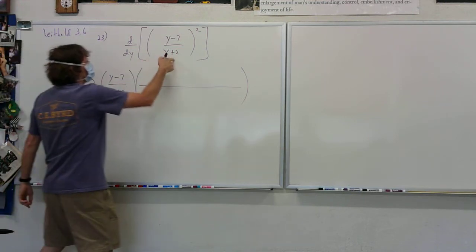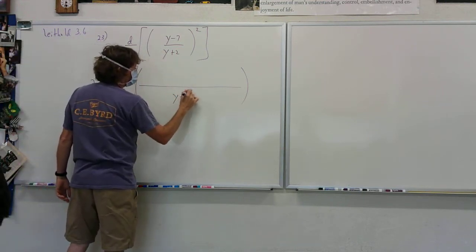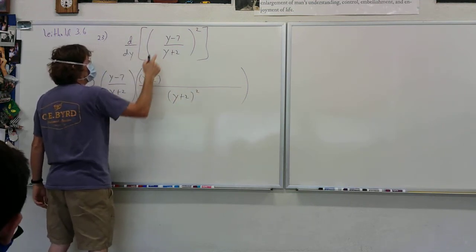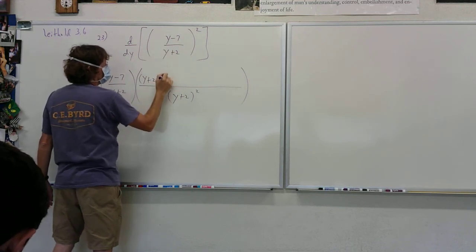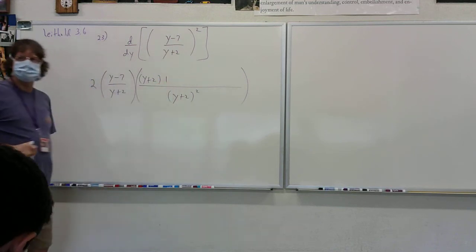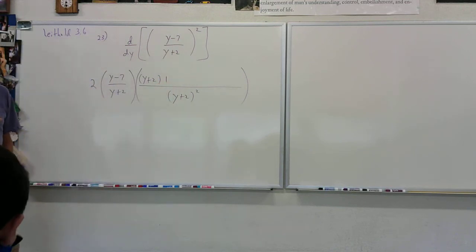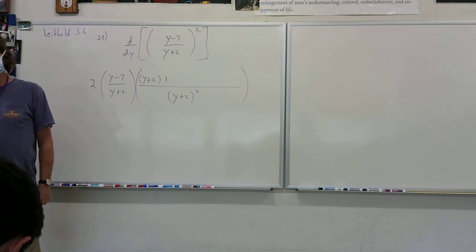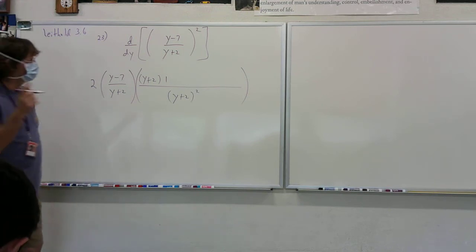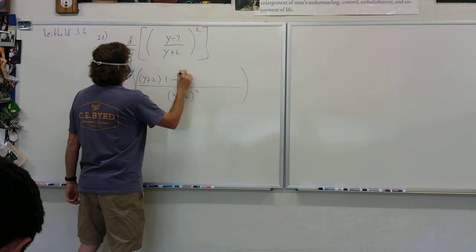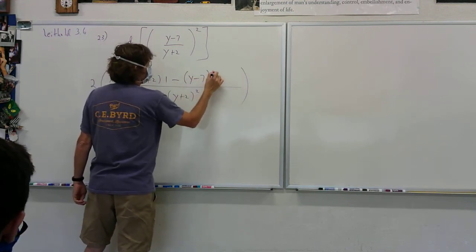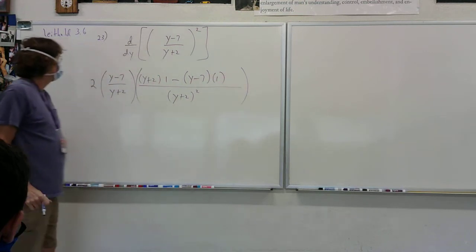Now, denominator, y plus 2 squared. Y plus 2. The derivative of y minus 7 gives you a 1. I'm going to write the 1 down. Derivative of y with respect to y is 1. Change in y with respect to change in y. 1. It's a fraction, dy over dy. A little hint for the future. Minus y minus 7 times 1.